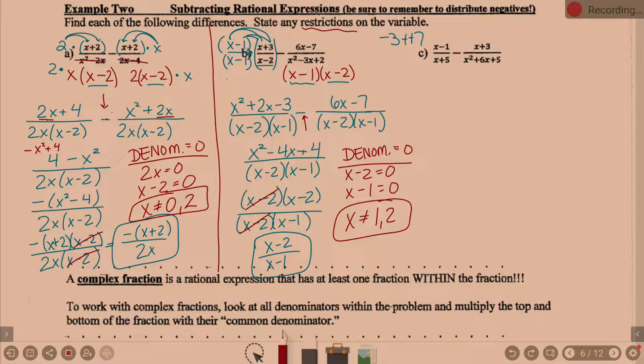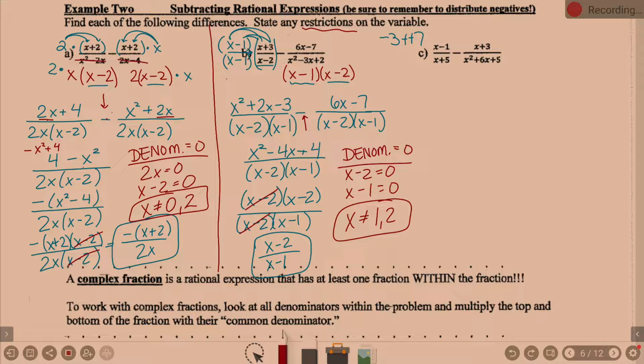Now, the back, and I'll flip there in a moment, but it's complex fractions. Ew. It's complex fractions because there's fractions and fractions. It's a rational expression that has at least one fraction within the fraction. So, exactly, fractions within fractions. It looks scary. It is scary, but it's just a process, okay? And I'm going to go through that process with you.